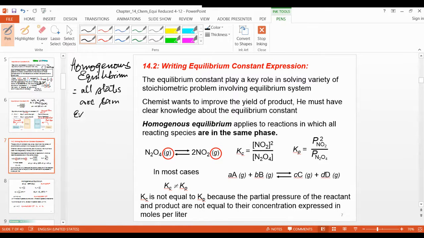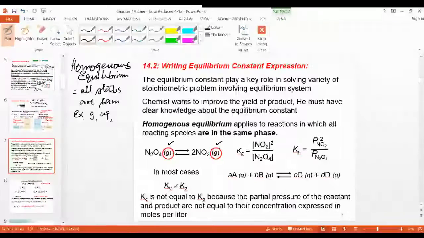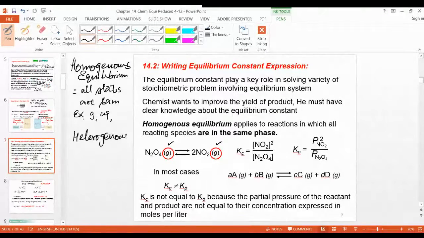Like for example, gas, aqueous. If gas, all will be gas. If aqueous, all will be aqueous. Same. Homogeneous equilibria. Look at it in this example, the gas and gas. Right? Heterogeneous equilibria. Equilibria or equilibrium, same thing.